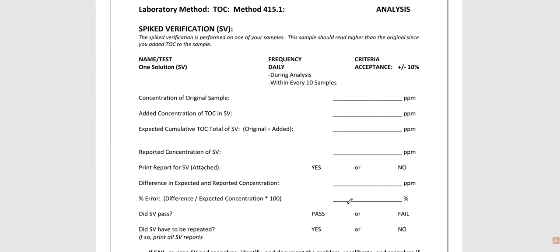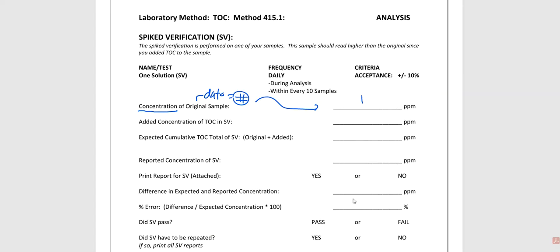Next up is the spiked verification. So again, another form, another check. We want to make sure that this looks okay. What was the concentration of the original sample? Well, you need the data table in order to determine that. You know which sample you spiked, and whatever that concentration is, that's the number that goes here. So we picked sample number 5, and we spiked sample number 5. So what is the average concentration of sample number 5? That's the number that's going to go into that blank.